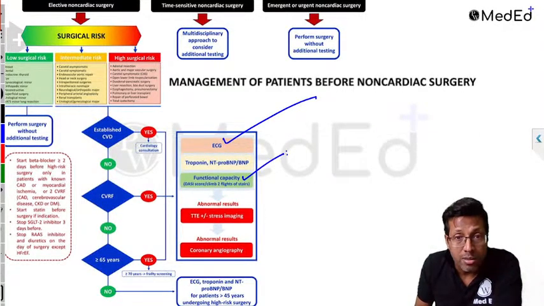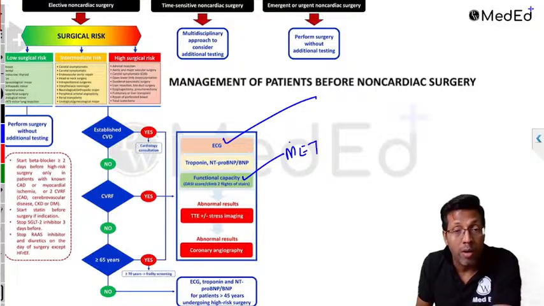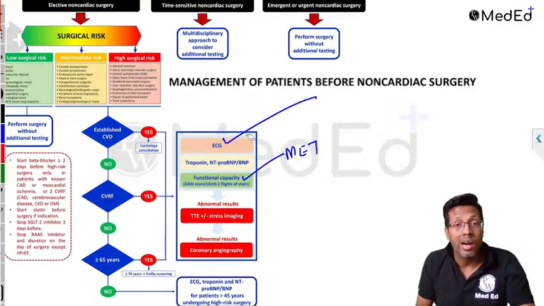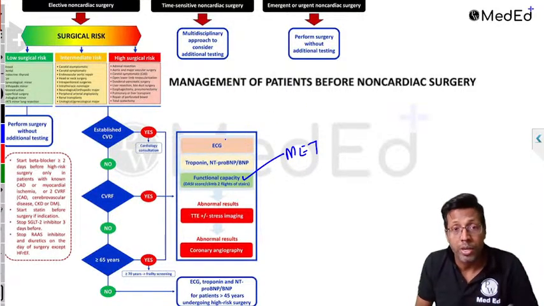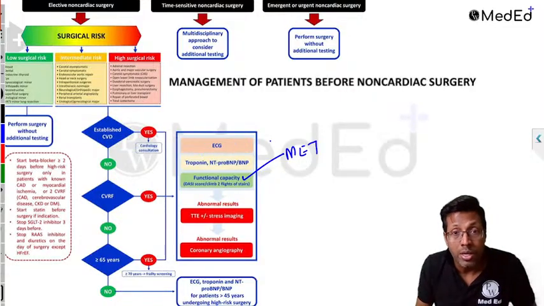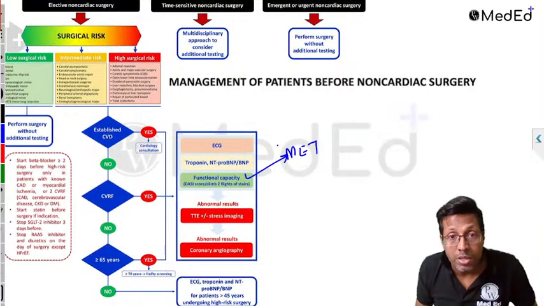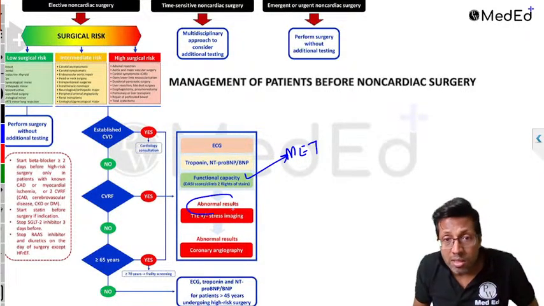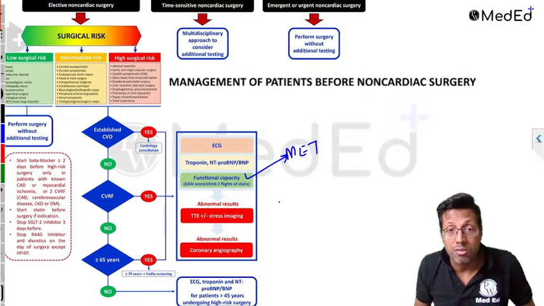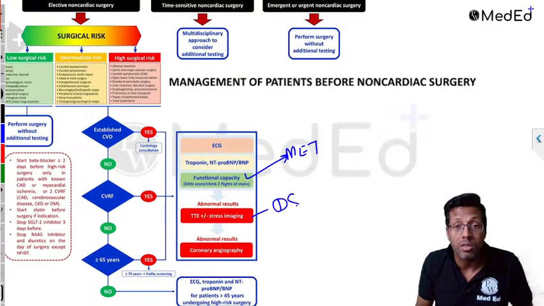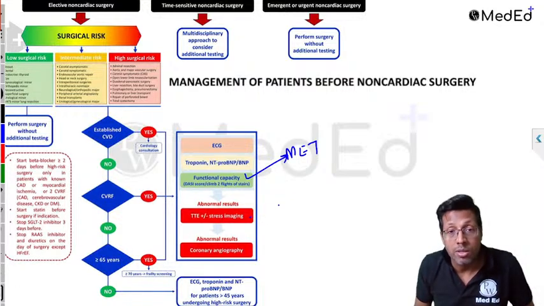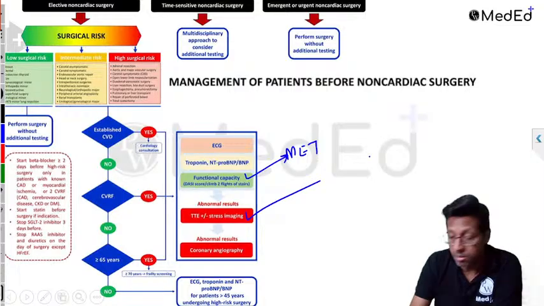Remember, I told you about the METs, metabolic equivalent. Why was that important? Because that is telling me about the cardiac function. So for the cardiac function of a patient, I'll be looking at the ECG, and at the METs, the functional capacity. And if the results are not very distinct, then I will go for a stress imaging. Stress imaging means your dobutamine stress echo. And after that, the angiography is planned by the cardiologist. But for us, the answer is a dobutamine stress echo.